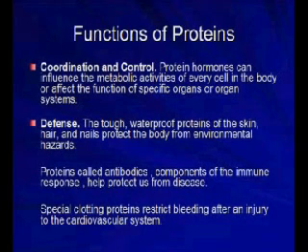A tough, waterproof protein of the skin, hair, and nails protects the body from environmental hazards. Proteins called antibodies, components of the immune system response, help protect us from disease. There are also special clotting proteins that restrict bleeding after an injury to the cardiovascular system.